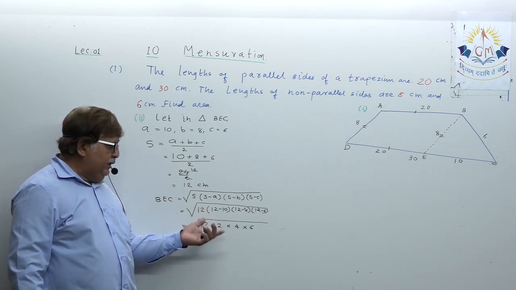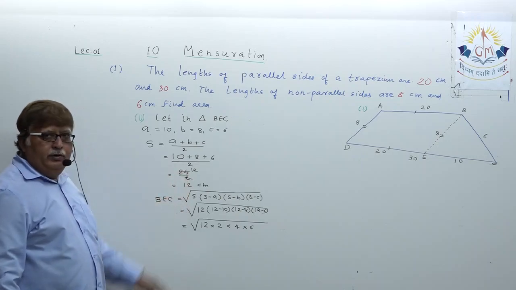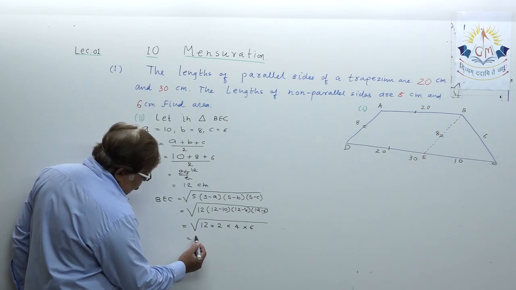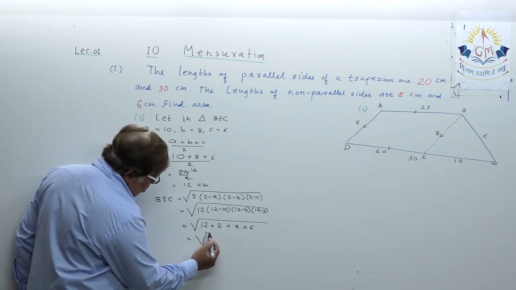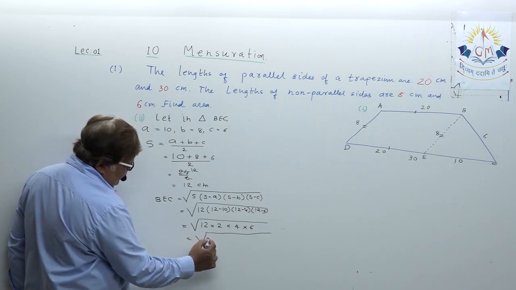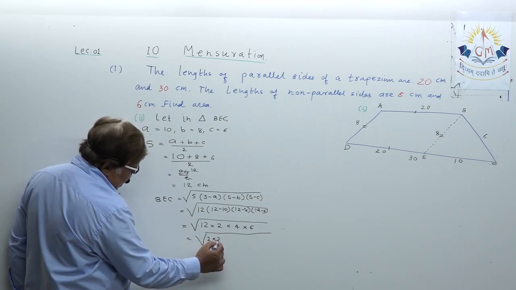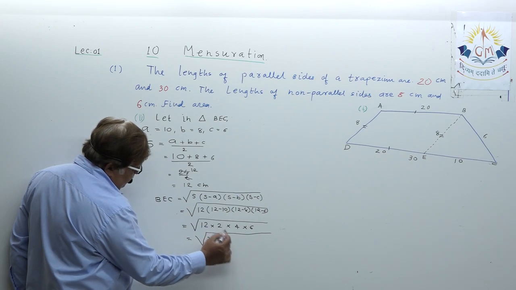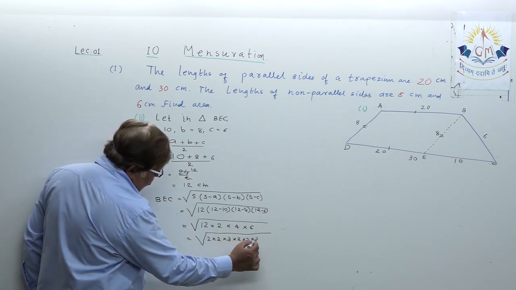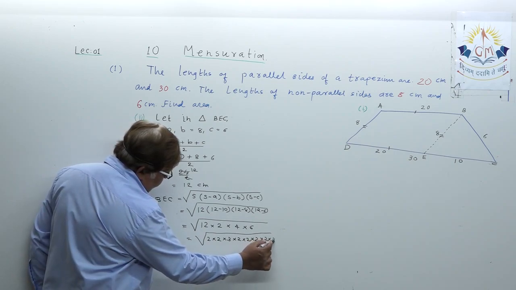But you just check and verify with the example I am solving here. Let us prime factorize all the numbers. 12 can be 2 into 2 into 3. This 2 as it is. 4 is 2 into 2 and this is 2 into 3.